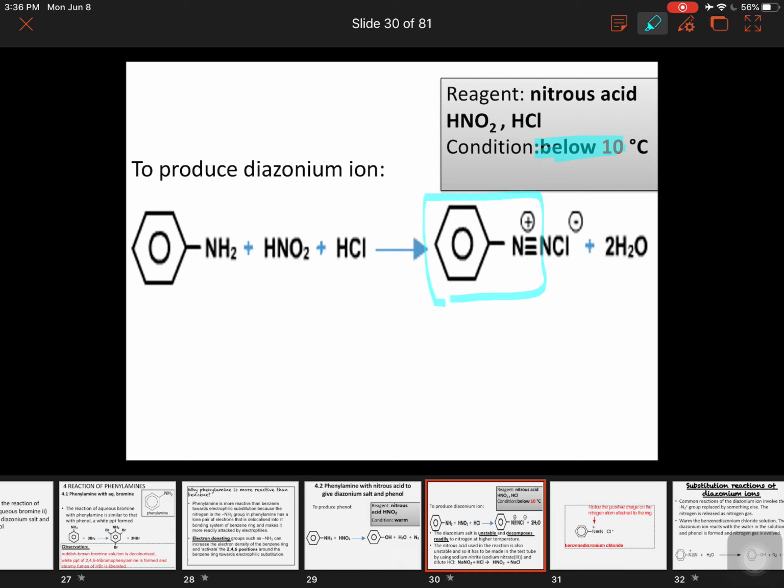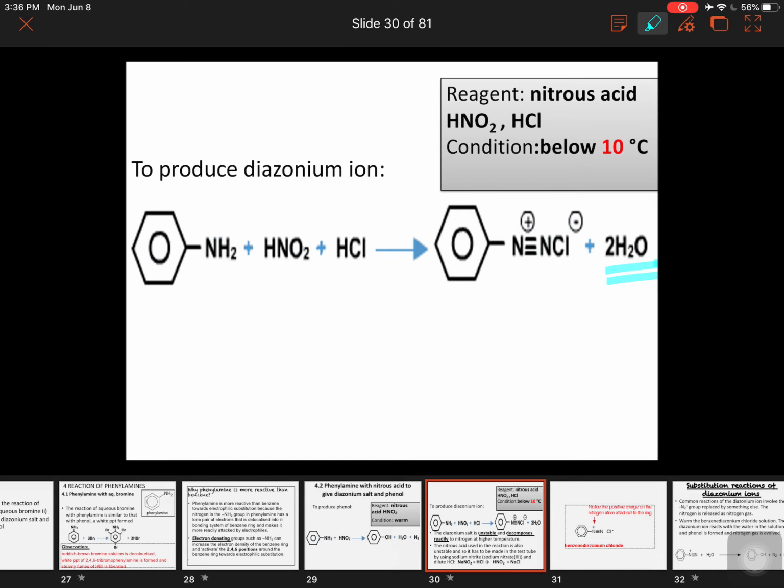Okay, I hope you still remember this benzene diazonium ion, where you have an N triple bond N attached to your benzene ring. And then the Cl minus is just a counter ion. So this is called the benzene diazonium chloride, and then you form water. Now, benzene diazonium chloride is something that you have already met from topic 18. So please revisit that topic if this is very unfamiliar to you, if you really don't remember anything.